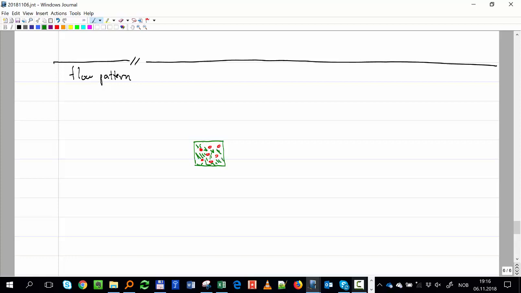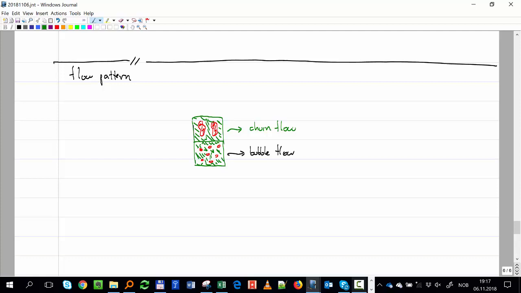Okay, let's see. How do we call this configuration? A lot of liquid and some bubbles of gas. Bubble flow. Then the next configuration, I start to increase the amount of gas. What do I get? Okay, I get something like that. How do I call this flow pattern, or this flow configuration? This will be churn flow.